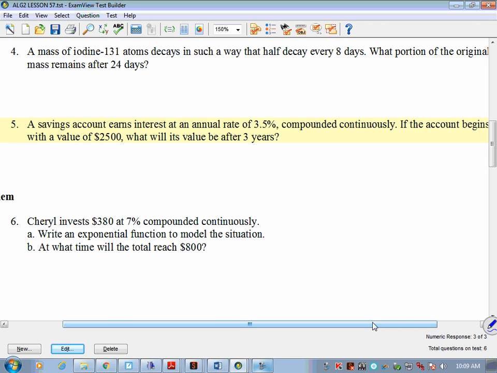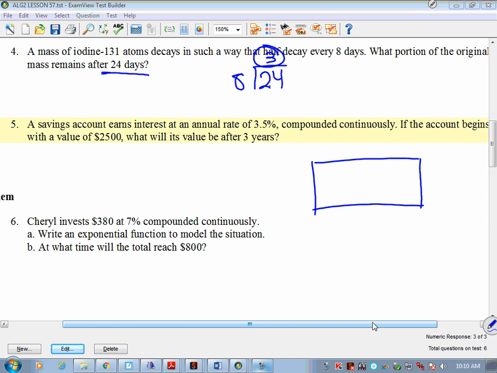Now there's a formula to this, but I'm going to give you kind of a common sense way of thinking about this. If half of it is gone every 8 days, and we're looking at how much remains after 24 days, we want to see how many half-lives it's actually going to go through. So you're going to take 24 divided by 8, and you're going to see it's going to go through 3 half-lives. So imagine this, if we're looking at what fraction remains after 8 days.